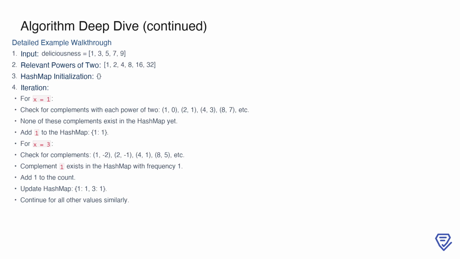Next, for x equals 3, we again calculate complements for each power of 2. When we reach the complement 1, it is found in the hash map with a frequency of 1, so we add 1 to our count. The hash map is then updated to include 3 with a frequency of 1. This process continues for all other values in the array, with each step checking for complements, updating the count, and adding the current value to the hash map. At the end of the iteration, the total count reflects the number of valid pairs that form good meals.